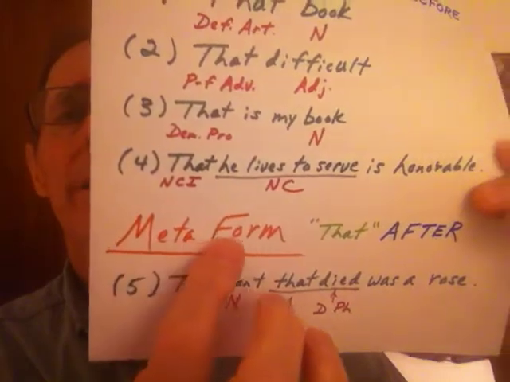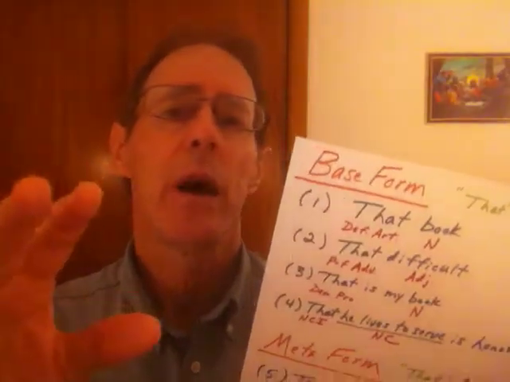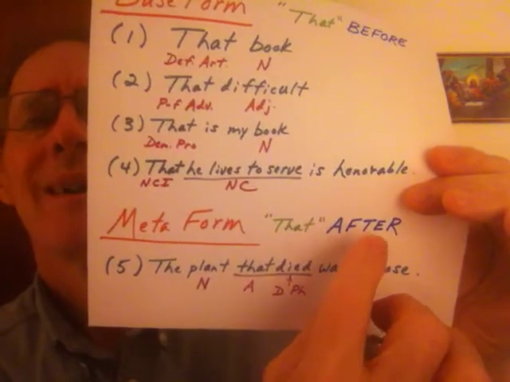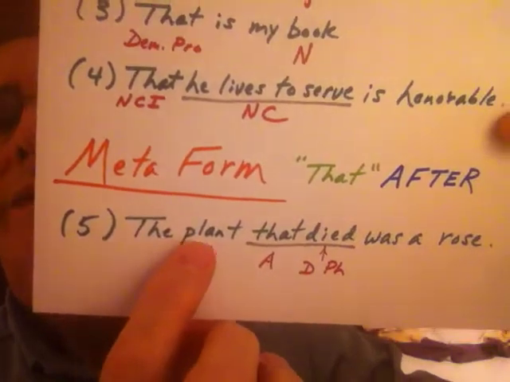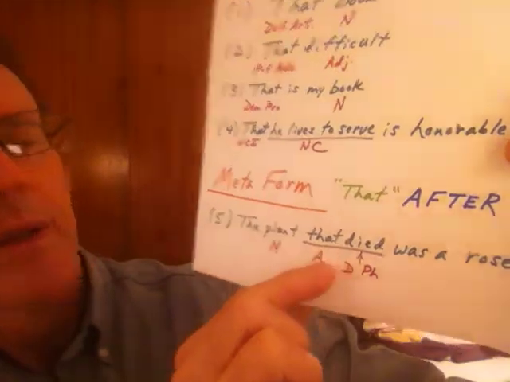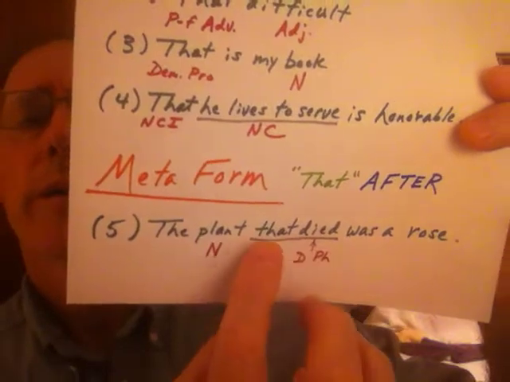Now, the only other form of that would be the meta form, right? That is performing a meta function. It goes beyond. It's a little different, a little weird. And that you'll find after the other significant word or words in the association, okay? And an example would be, the plant that died was a rose. You see, that comes after plant, all right? Plant that died, and we talked about this.